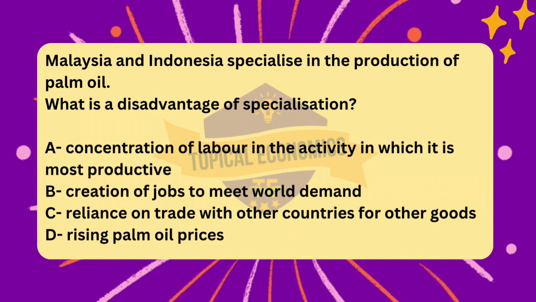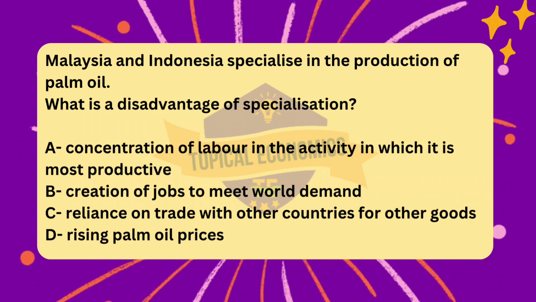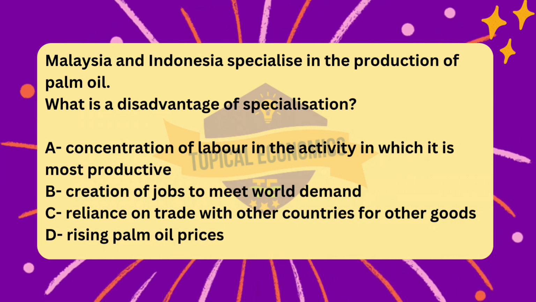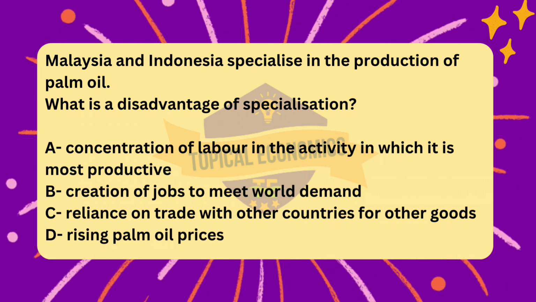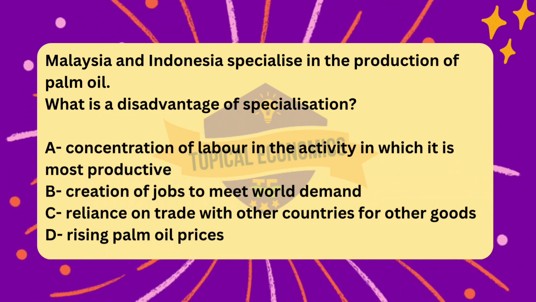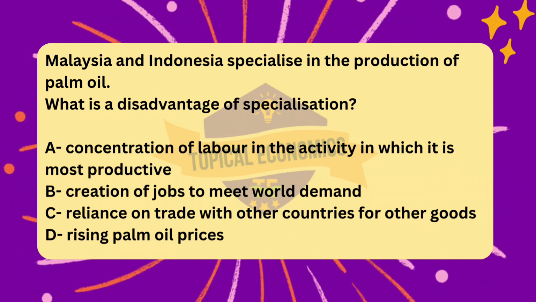The correct answer for this is option C. Reliance on trade with other countries for other goods. Specialization in a single industry, such as palm oil production, can lead to a dependency on international trade for other goods and services that the country does not produce as efficiently.